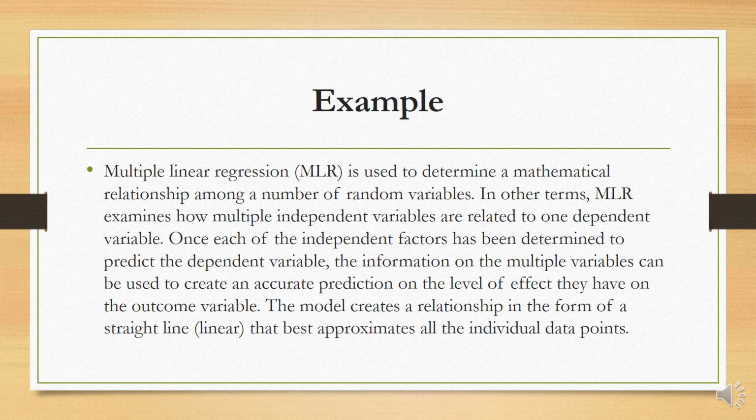Multiple linear regression is used to determine the mathematical relationship among a number of random variables. In other terms, MLR examines how multiple independent variables are related to the dependent variable. Once each of the independent factors has been determined to predict the dependent variable, the information on the multiple variables can be used to create an accurate prediction on the level of effect they have on the outcome variable. The model creates the relationship in the form of a straight line that best approximates all the individual data points.